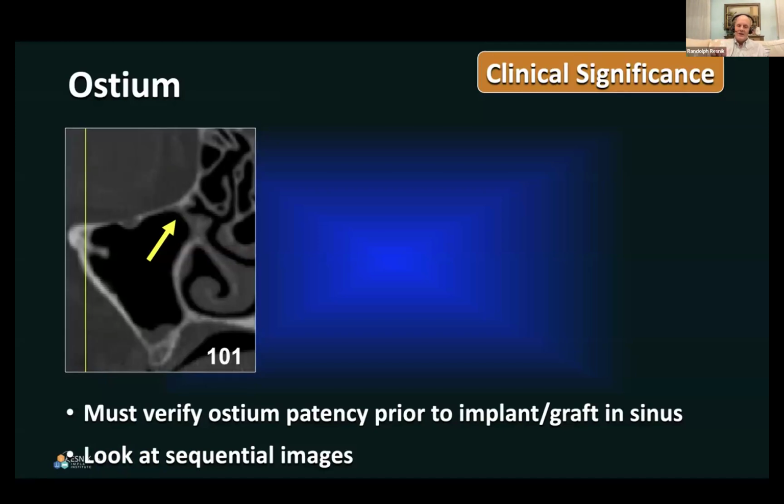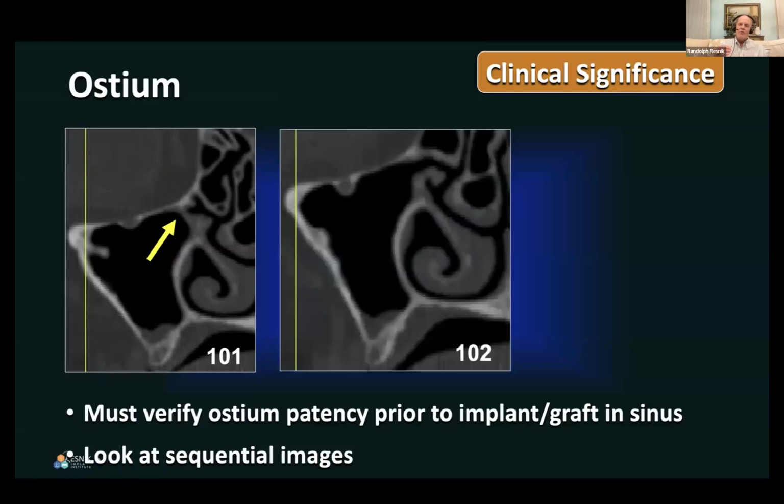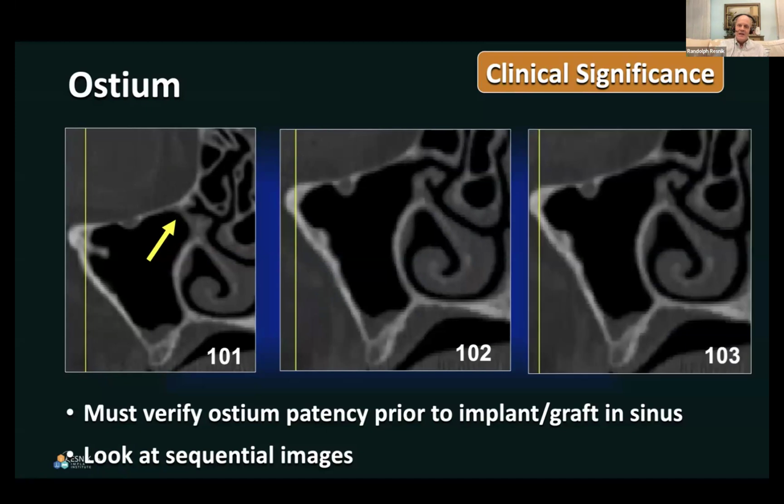However, remember, we're going to look at sequential images. So on this image on the left, 101, you can see it is non-patent. However, we go 1 millimeter away, 102, and you can see it is patent. And then 103, it's even more patent.